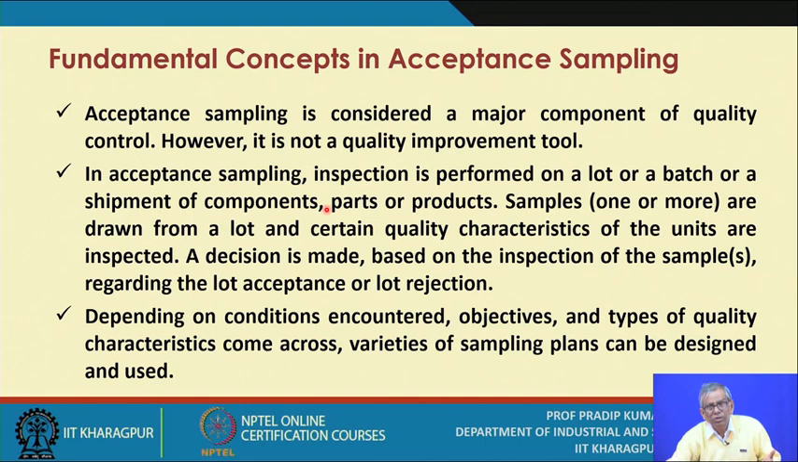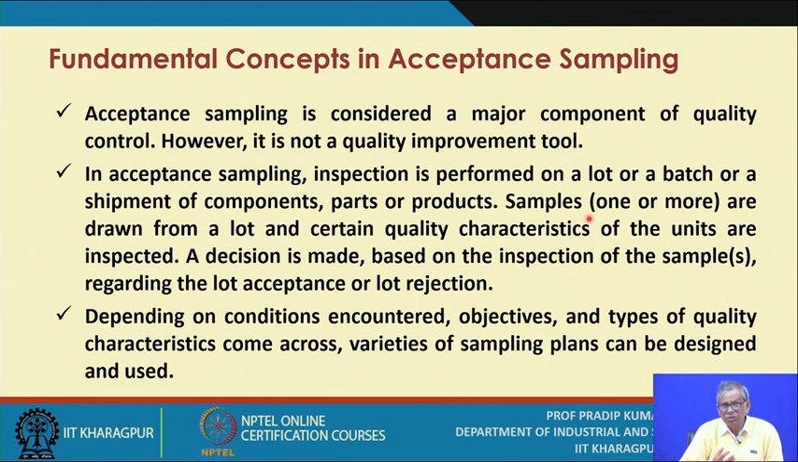Suppose you receive a lot of components. Now you have to take a decision whether the lot will be accepted or rejected, based on the level of quality that you expect in the units of the lot. So in acceptance sampling, you do not check or inspect each and every item or each and every unit in the lot.